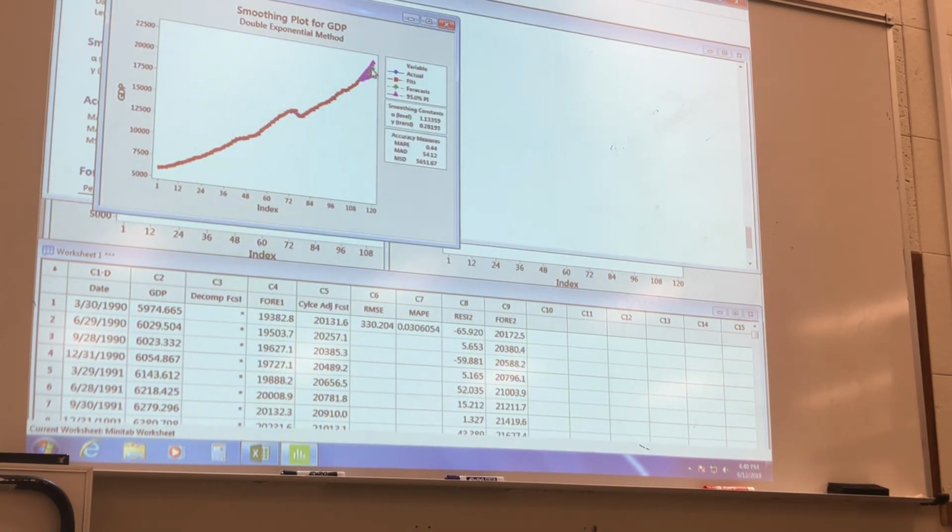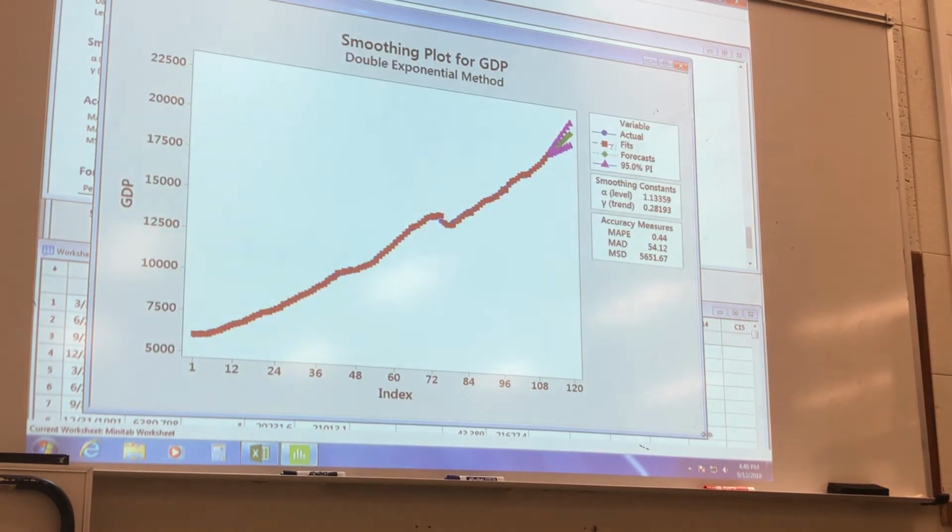See the little green forecast sticking out here? See it? And it's got confidence intervals around it. We'll discuss that later. But exponential smoothing, double exponential smoothing, basically covered up most of the blue observations, didn't it? Covered them up so well you can barely see them. And it also produced 0.44% MAPE, percentage error. Is that high or low? Low. That's where we wanted to be, right?